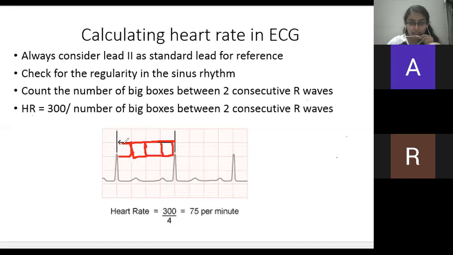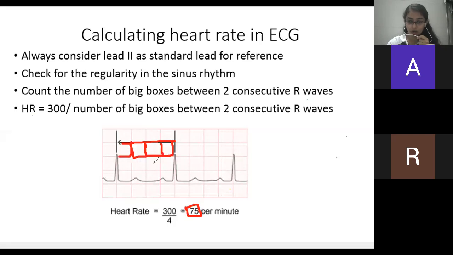So here you can see that there are 4 boxes between 2 R waves. So if you divide 300 by 4, you will get the exact heart rate. Now, there are sometimes that the patient's heart rate is not regular. It can be regularly irregular, or it can be irregularly irregular. At that time, what you have to do, see how many boxes you can see between 2 consecutive R waves, just take an average of that and try to determine, and then clinically correlate it with the pulse or by your stethoscope.